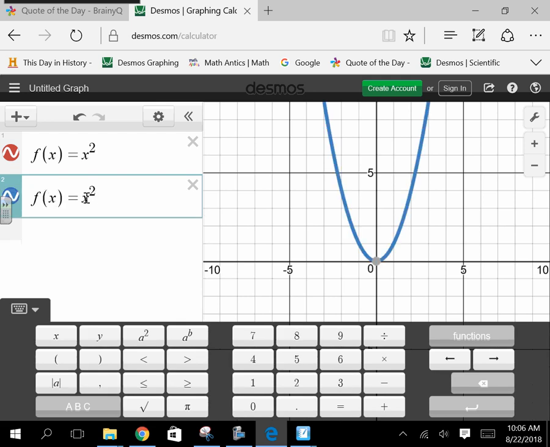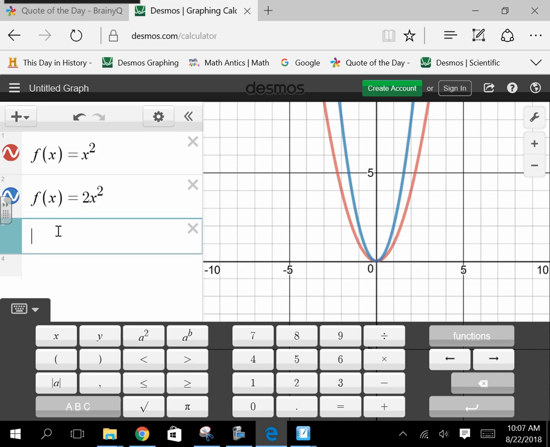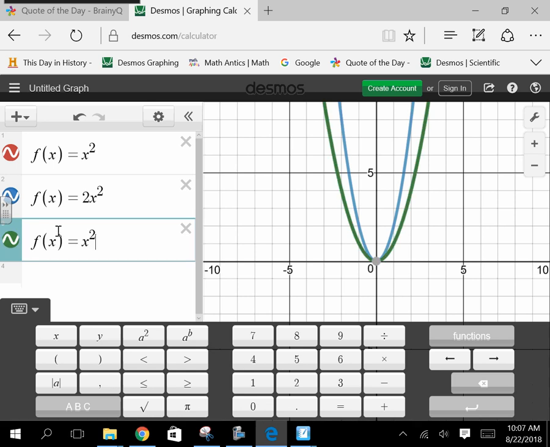Watch. Let me copy and paste this puppy. I'm gonna put a 2 in front of the x squared. Watch this. Look at that. So the blue graph is the child. The red graph is the parent. Okay? Let me have the parent have another child. I'm going to add 5. Actually, you know what? I'm going to subtract 5. Look at the green. So x squared minus 5.